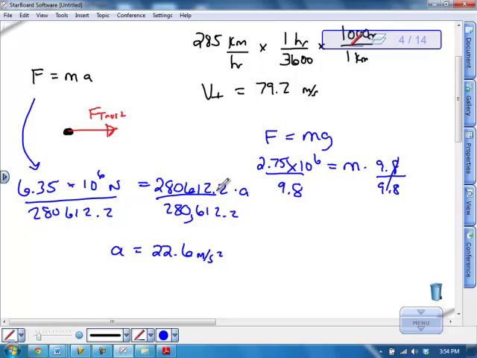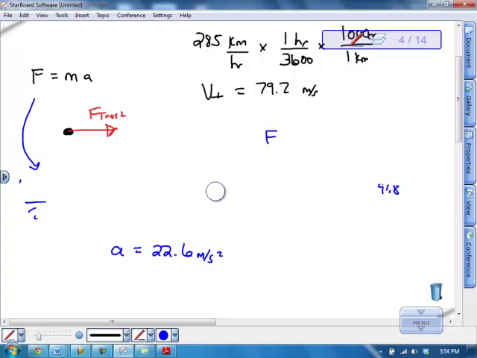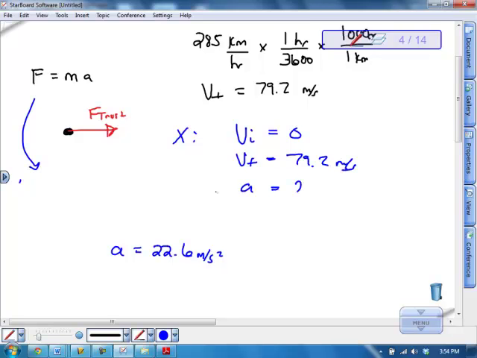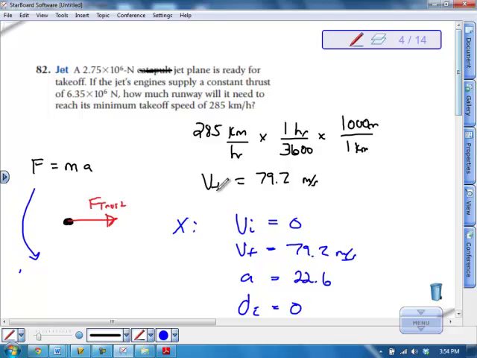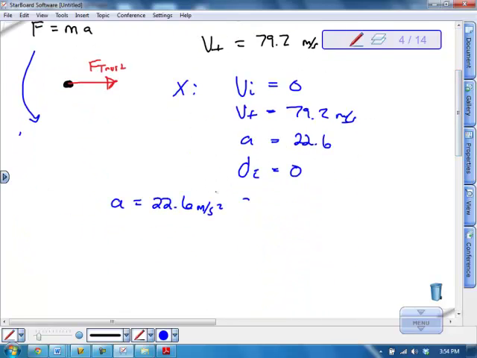I can use that with horizontal information because if I write down my x information, let me erase some of this. I've got my initial velocity in the x is 0. My final velocity in the x needs to be 79.2 meters per second. My acceleration in the x is 22.6. My initial distance is 0. And the question they asked for is how much runway do I need? So what I'm looking for is my final distance.